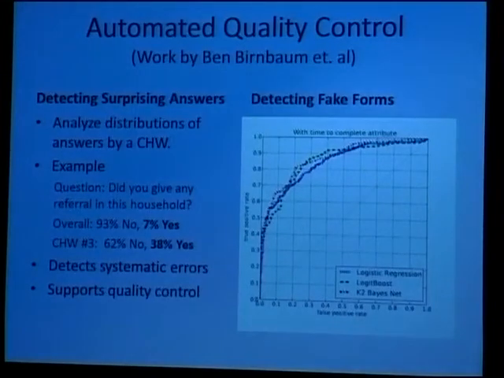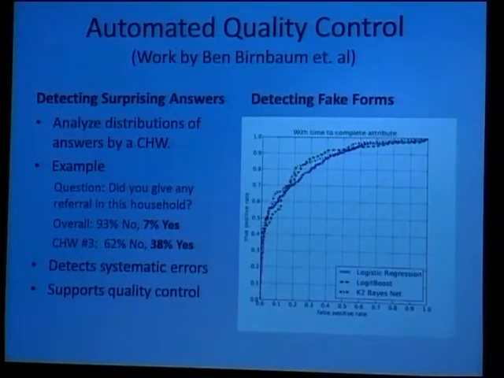Just to mention briefly, there's another nice bit of work done by another graduate student at University of Washington on trying to make use of the data that we've been collecting. The goal here was to look at distributions of answers by community health workers. A lot of our questions are yes/no questions, like, did you give a referral in this household, or is there a malaria net, or something like that. And so in any given case, either answer is fine. Sometimes it's yes, sometimes it's no.